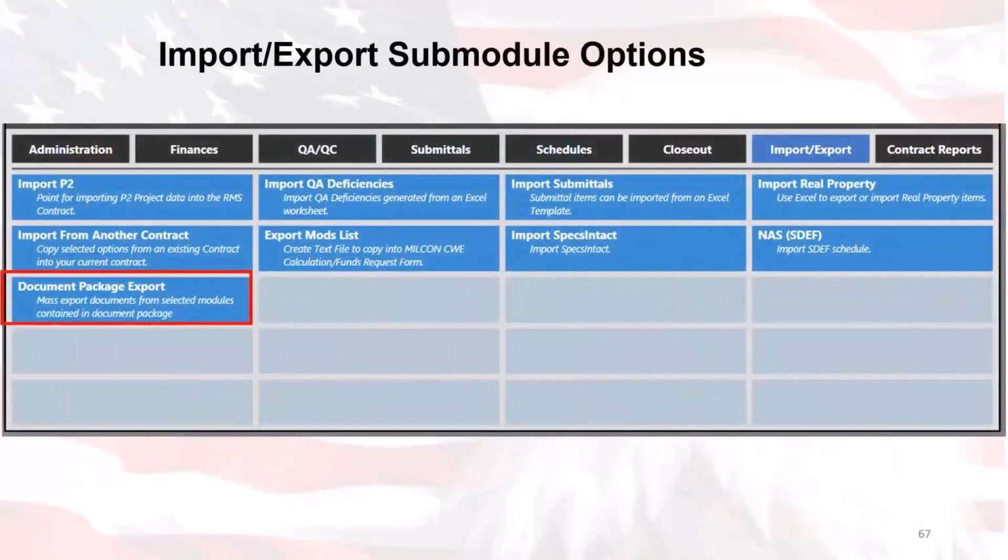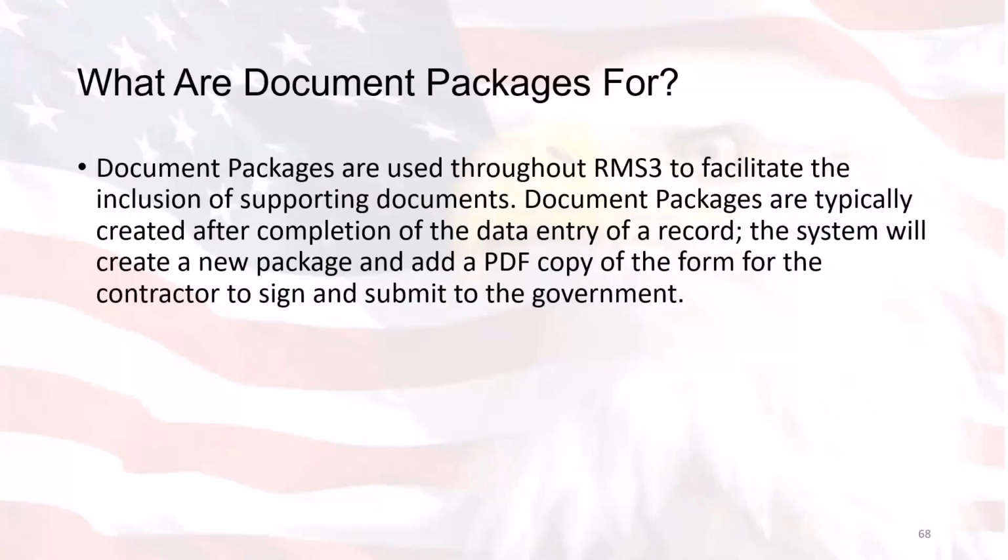The next is the document package export. So the document package export module provides the ability to export documents from various document packages throughout RMS 3. The document packages are used throughout RMS 3 to facilitate the inclusion of supporting documents. Document packages are typically created after completion of the data entry of a record, and the system will create a new package and add a PDF copy of the form for the contractor to sign and submit to the government.